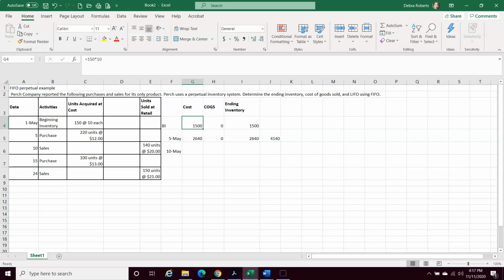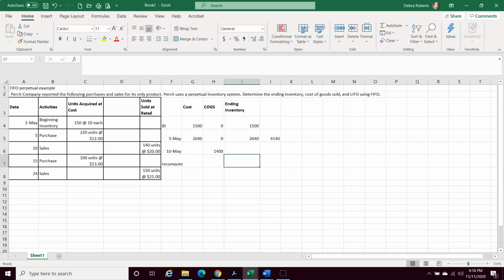So if we have 150 units and we sell 140, we're going to take most, not all, of our first layer. We're going to take 140 at $10 each. So right now, at the end of this sale, our cost of goods sold is $1,400. Now, let's compute our ending inventory. Because we have different layers, we're going to have to recompute the ending inventory.